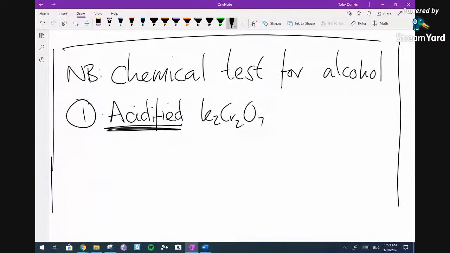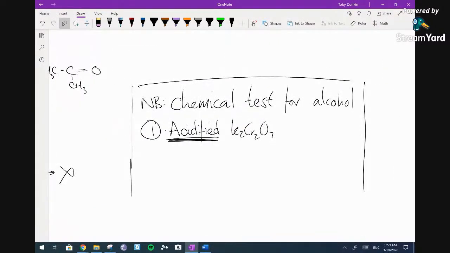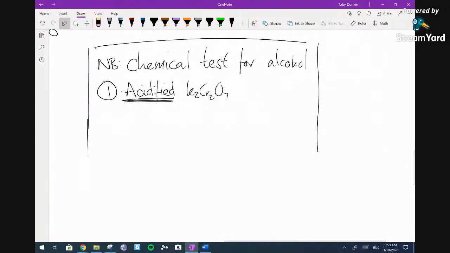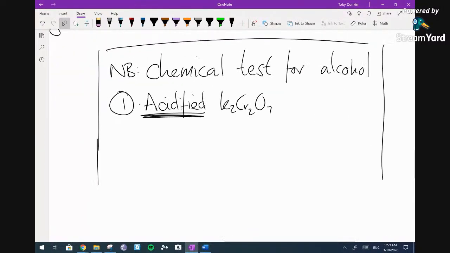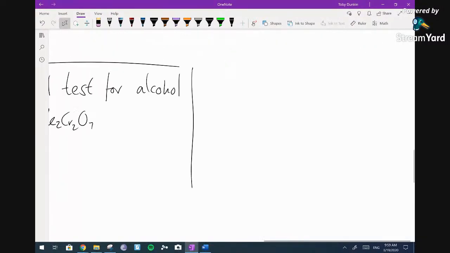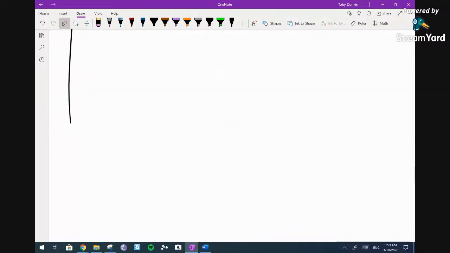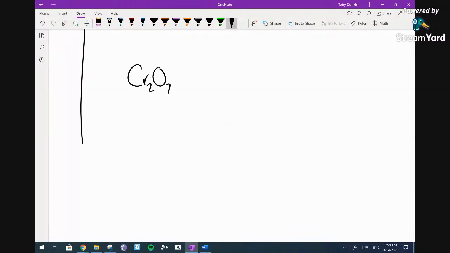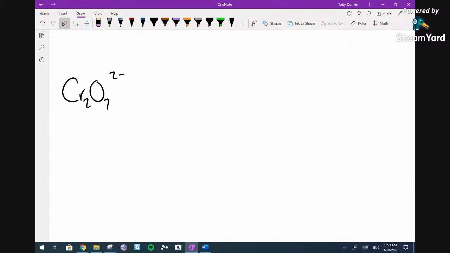So acidified, of course, just simply means that there must be acid present. Students often wonder why the acid needs to be present. The reason comes from the redox equation. Just to quickly recap on redox, we've got Cr2O7 2-. I'm removing the potassium because it's going to be a spectator ion. And I'm going to get this down to chromium 3+.